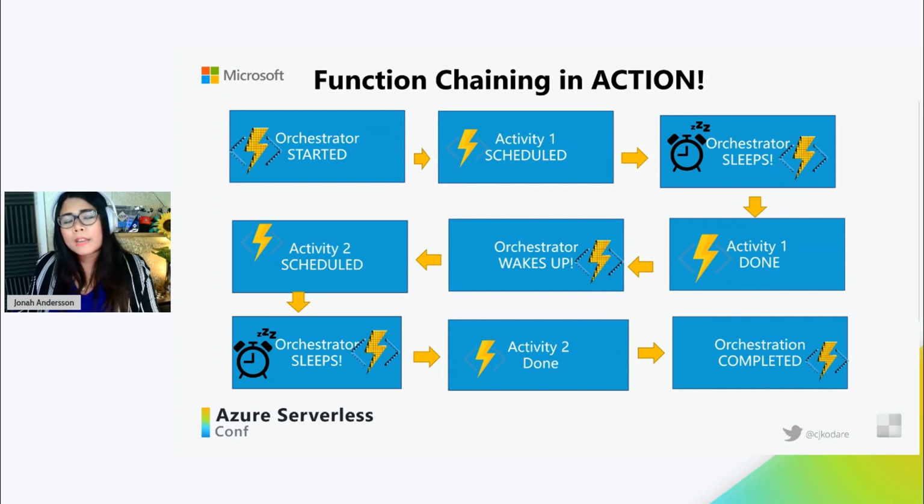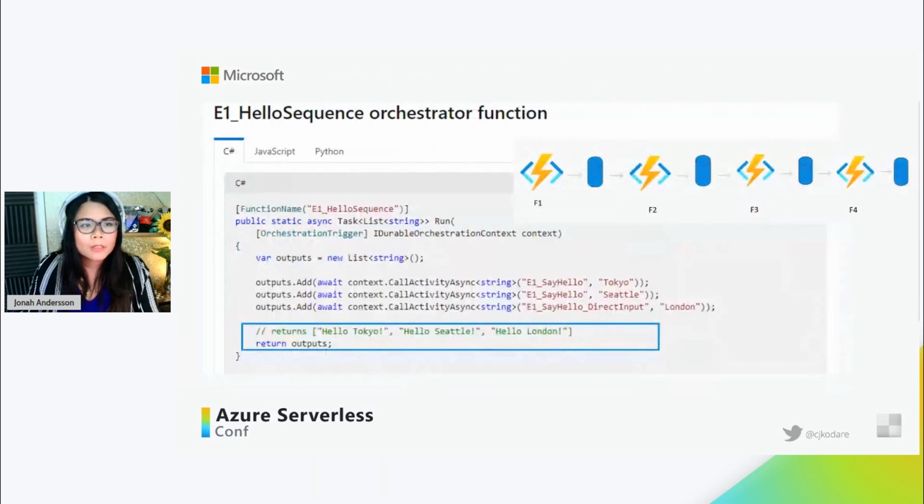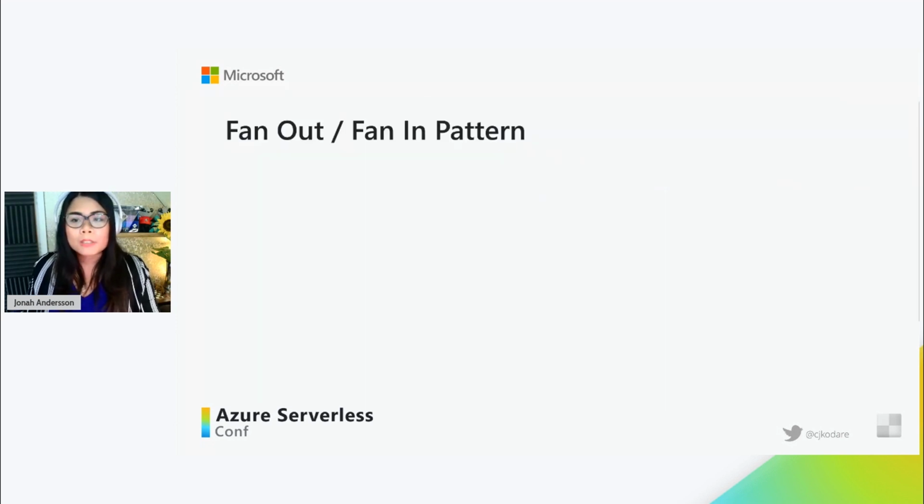So the good thing about this is that when the orchestrator sleeps, you don't really get charged for those activities or functions that are not running. So that is very good from a consumption or cost perspective. And here is an example of a hello sequence in the documentation for function chaining, where you have a hello sequence to say hello to different cities like Tokyo, Seattle, and London, and return the output. And then the next pattern, the second pattern, is fan out and fan in.